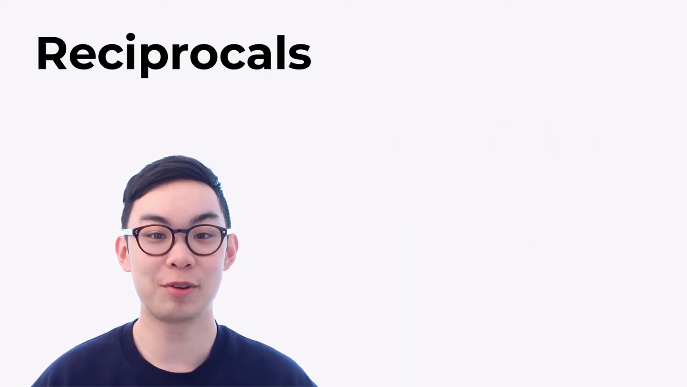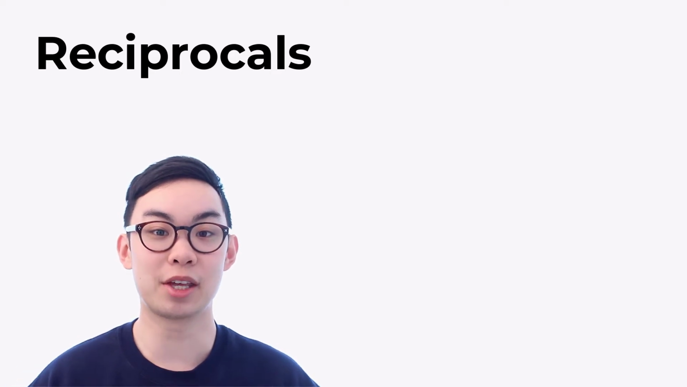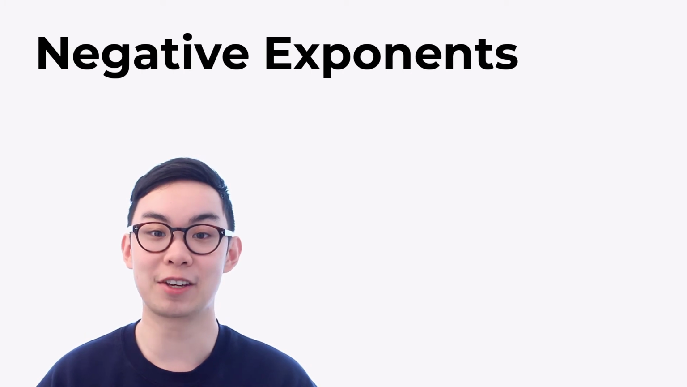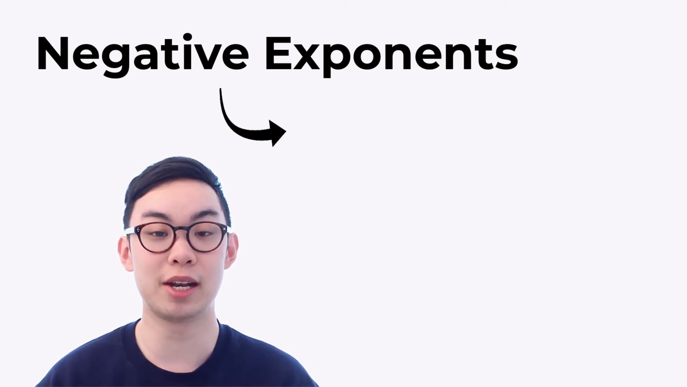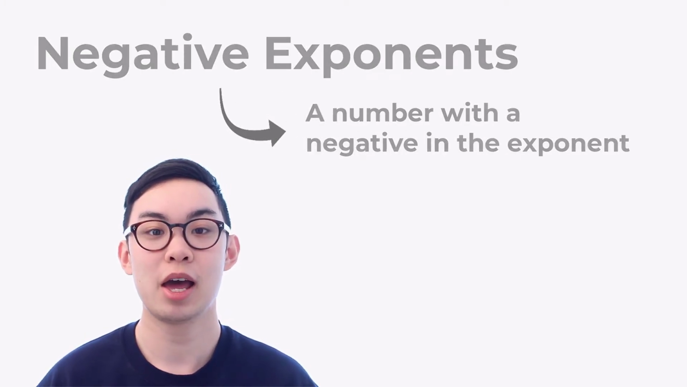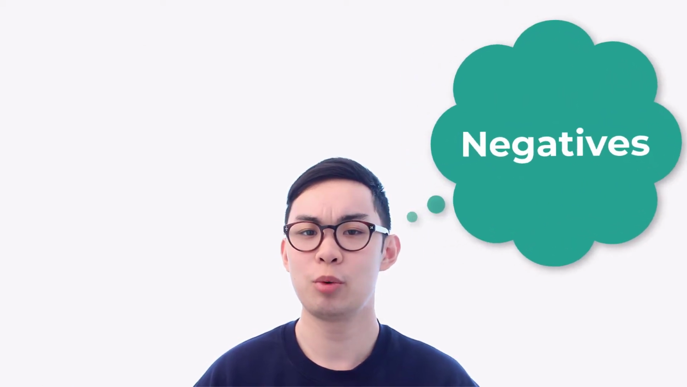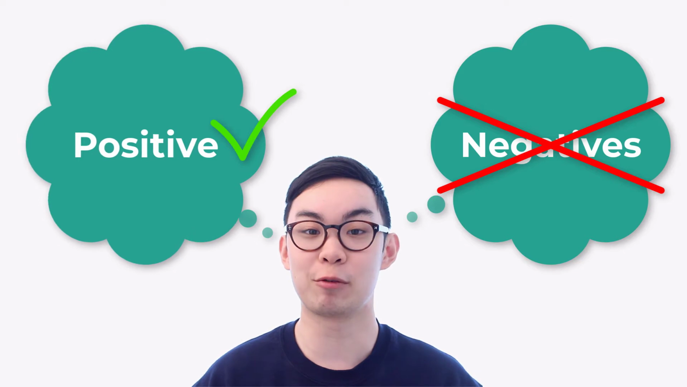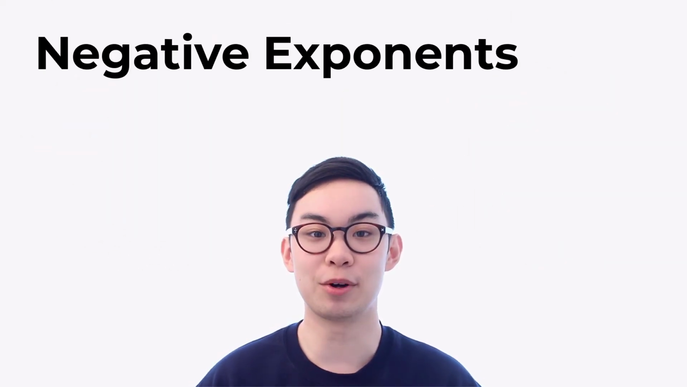Alright, now that we've gotten that out of the way, let's talk about the other half of the title, negative exponents. A negative exponent is simply a number with a negative in the exponent. In life and in math, we don't really like negatives. We want to be as positive as possible and remove negativity where we can. The same applies for negative exponents.